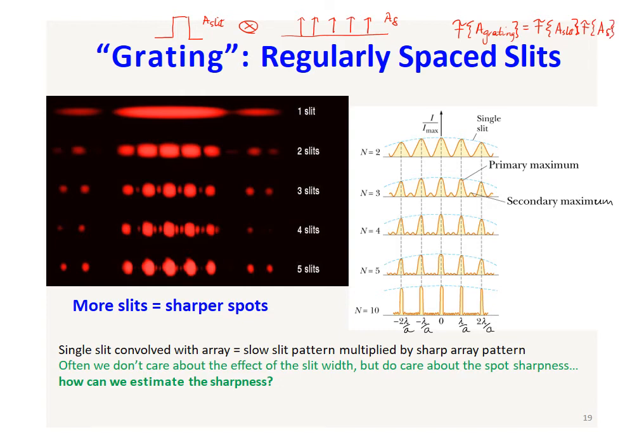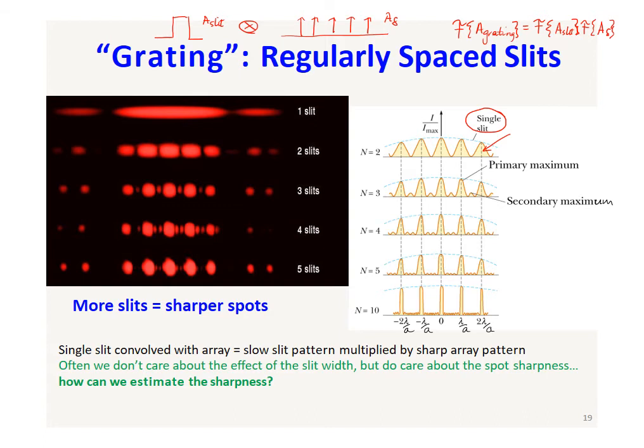So in the graph on the right hand side, you can see we're going to have this broad envelope, which is due to the diffracted field from the slit. And that is multiplied by the rapidly oscillating function, which is due to the interference from the array of delta functions, or the array of point sources.